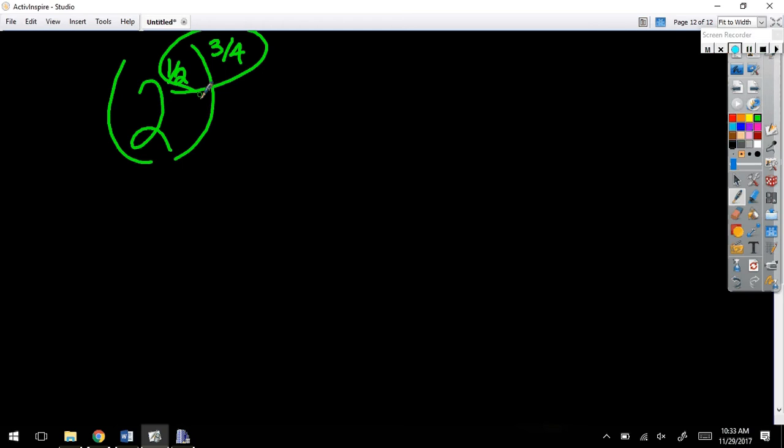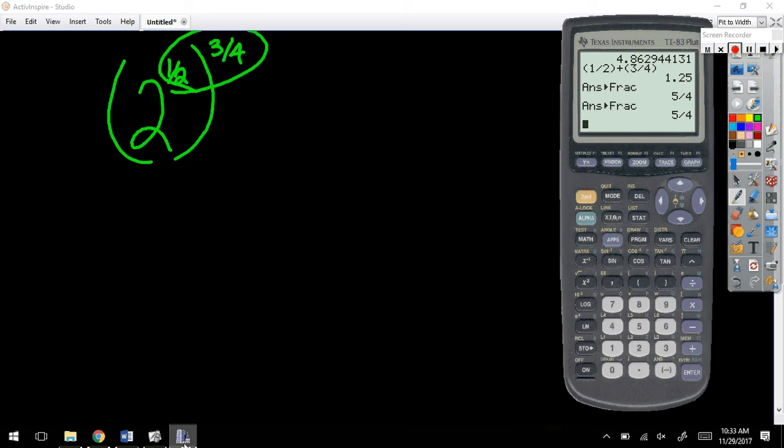Fractions are easy to multiply because you just do top times top and bottom times bottom. 3/8. If you use your calculator though, it's going to go ahead and simplify it for you. 3/8 can't be simplified. Some of them can though, like 1/2, but that one might not.